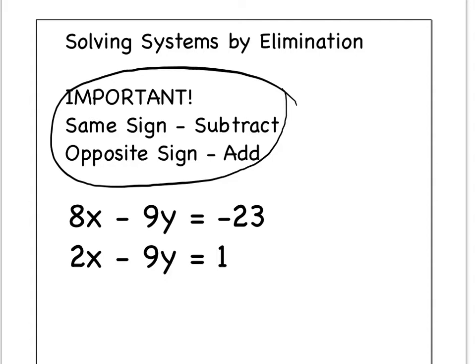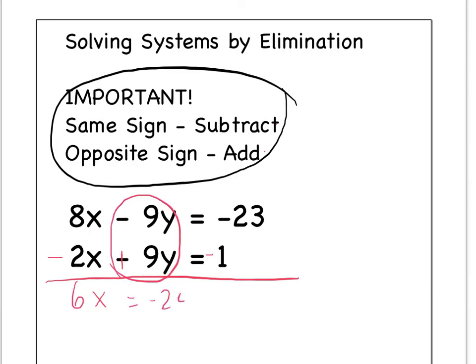So what you essentially want to do is eliminate one of the variables by either adding or subtracting. Since these two 9y's are the same sign, they're minus 9y's, we actually have to subtract. So I'm going to subtract the 2x, add the 9y, and subtract the 1. I had to distribute that minus sign throughout. 8x minus 2x gives me 6x. This is eliminated. Equals negative 24. Divide by 6. And in this case, x equals negative 4.